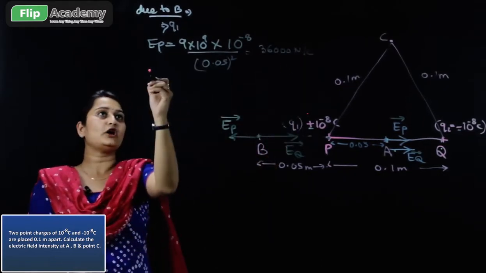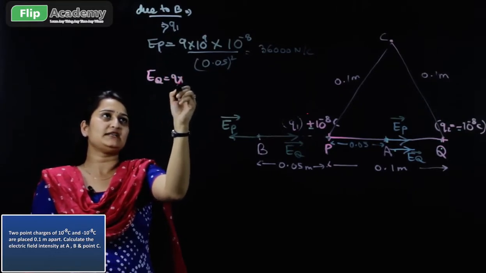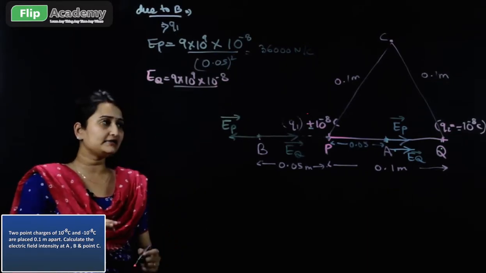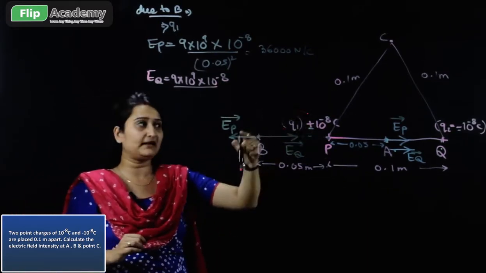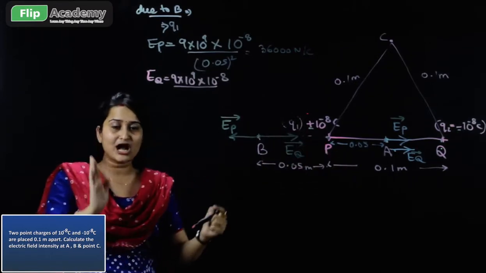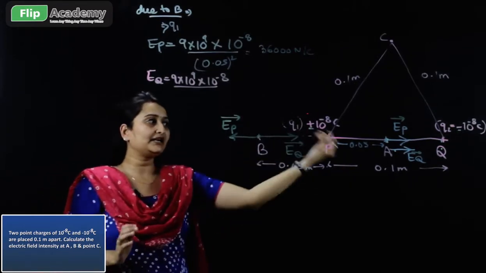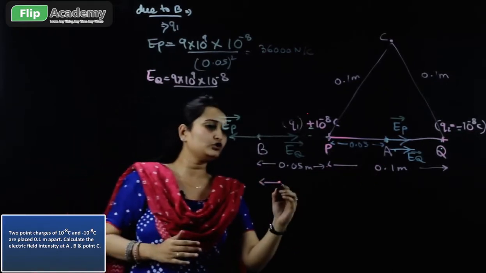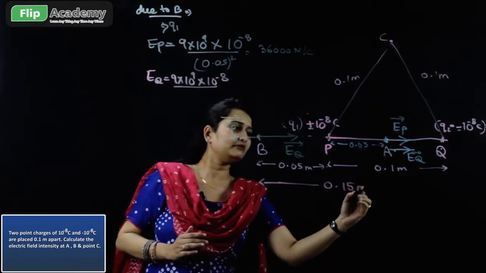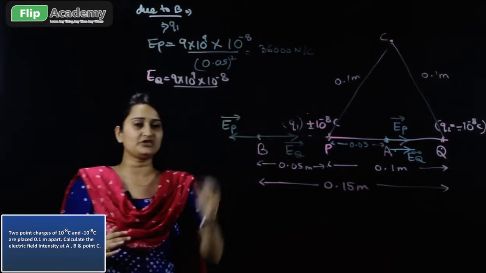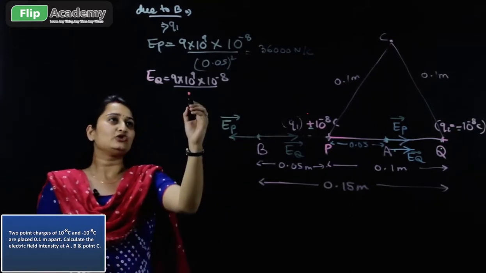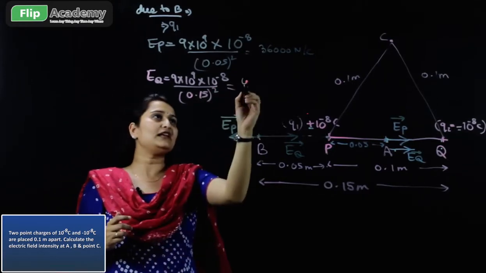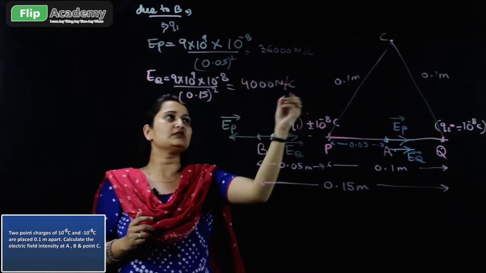Now again work for EQ. EQ is 9 into 10 raised to the power 9. The charge remains the same, so no need to change. Upon R square. R is the distance between B and Q. This time it becomes Q, the farthest distance. So now let's find the value, that is BQ. This is 0.05. This whole is 0.1. So add the values, you will get 0.15 meter, because 0.1 and 0.05 gives you 0.15 meter. So in this condition, R now becomes 0.15 whole square. Solve the value, you will get 4,000 Newton per Coulomb.